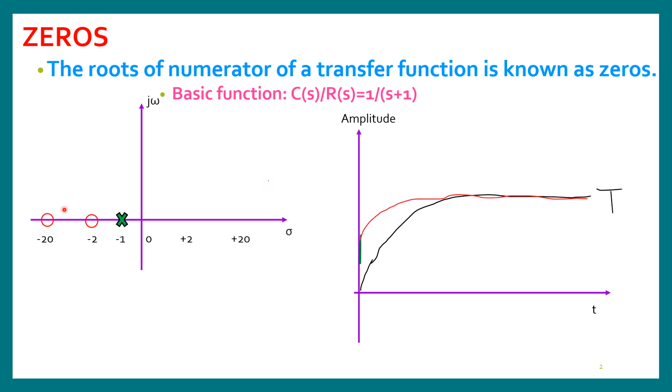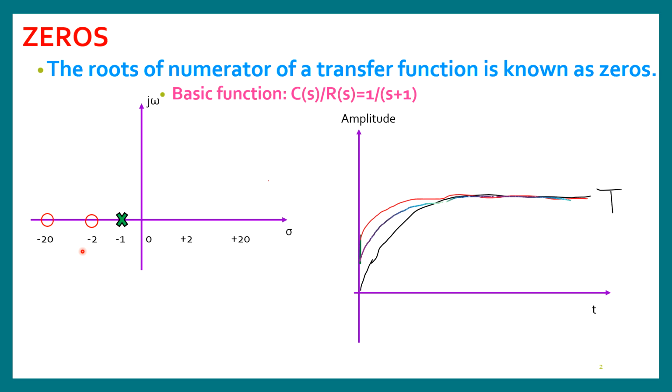Now let us move the zero far away from the imaginary axis. When it is moved far away from the imaginary axis, the effect of the zero on the system is less, and hence it will contribute only a lesser magnitude in the initial transient portion.